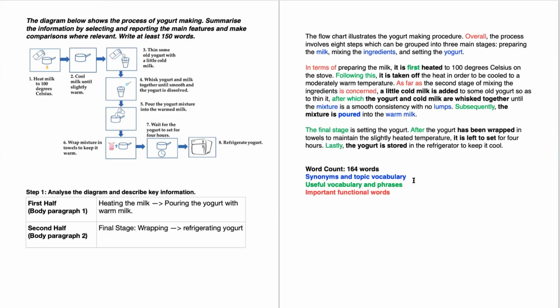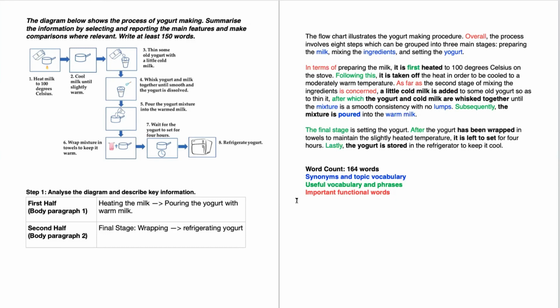Let's first take a look at the blue words. These are synonyms and topic vocabulary. Basically, we see milk, ingredients, yogurt. Lumps is something that I added, which is good to know when it comes to whisking and baking. Then I have mixture, poured. This is a great verb, which we saw here, but make sure you're familiar with how to use it, and warm milk. So there isn't that much when it comes to synonyms and topic vocabulary to this specific topic of yogurt making, but it is just good to point out. Also keep in mind the paraphrasing that we did in the introduction paragraph.